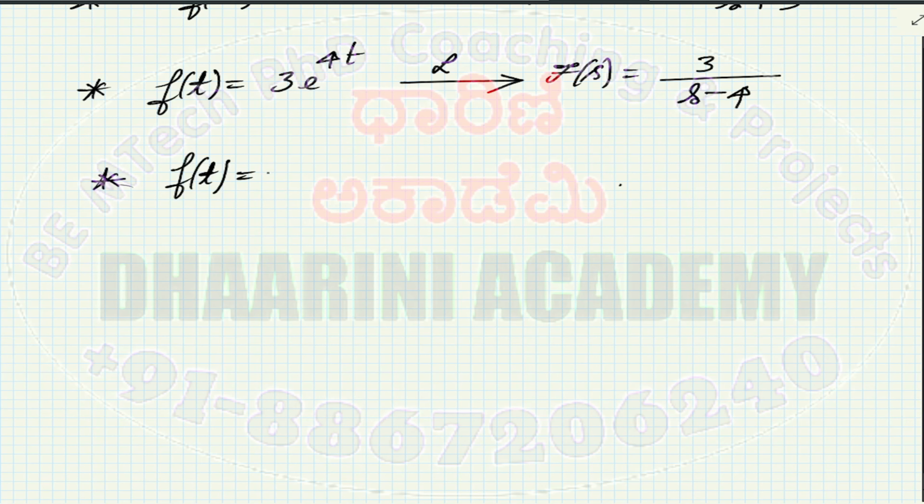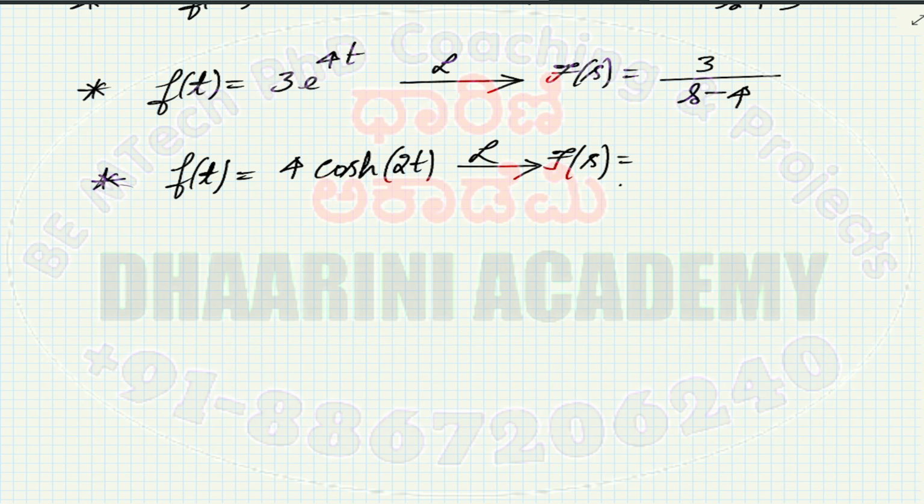F of t is equal to, let's say, 4 cos hyperbolic of 2t. All right, let's write the f of s from the table. If it is cos h a t, our substitution will be s by s square minus a square. So a is 2 here. Anyway, there is a 4 outside. We need to keep the 4 as it is.